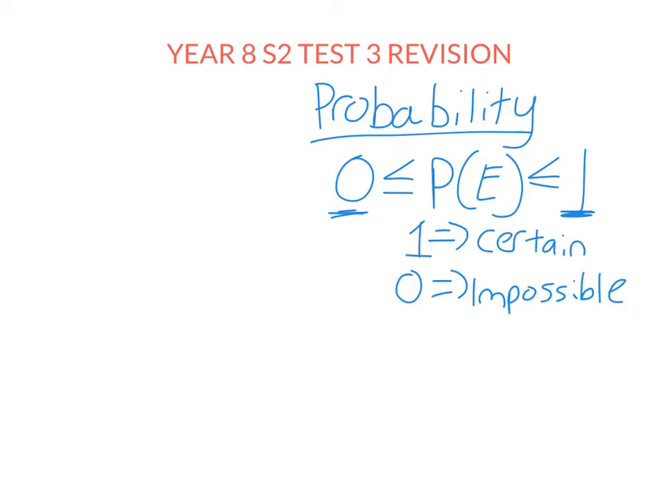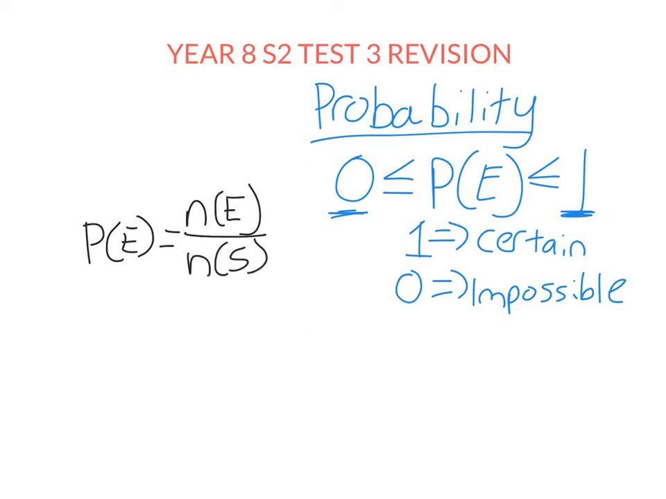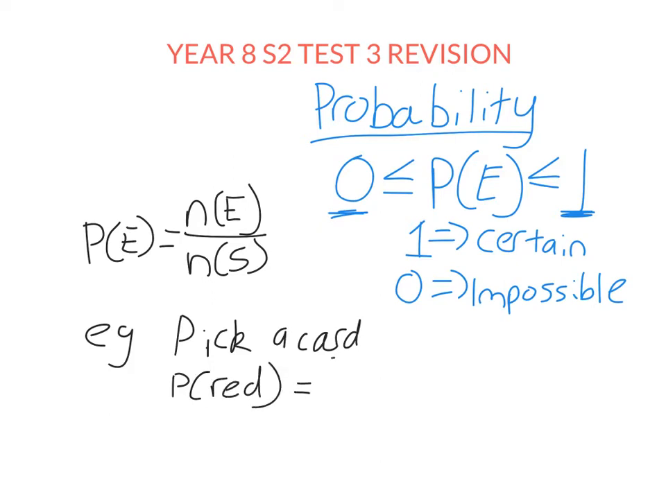The way that we figure out which number to give the event is this formula: the probability of an event equals the number of ways it can occur over the total number of outcomes. N(S) means the number of events in the sample space. For example, say I pick a card from a deck. There are 52 cards in a normal deck. The probability that I get a red card, there are 26 of those out of 52, which is the same as a half.